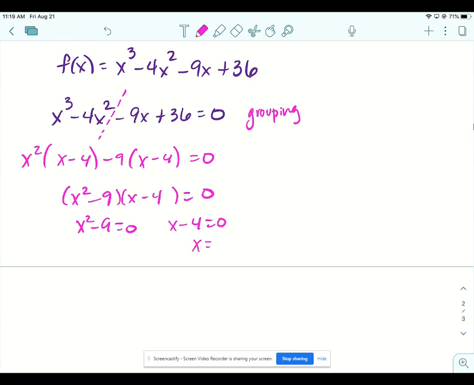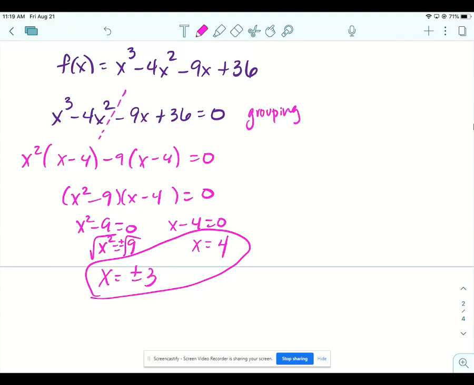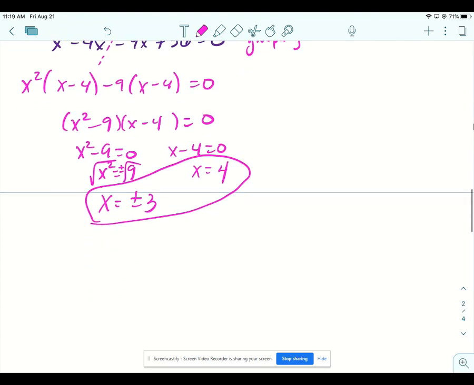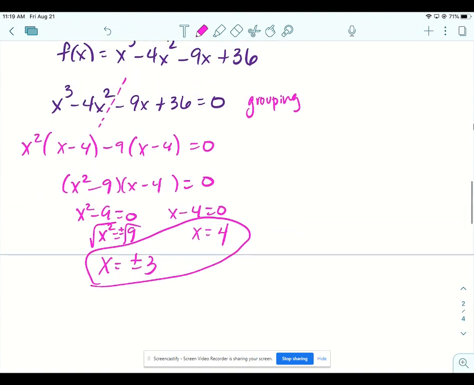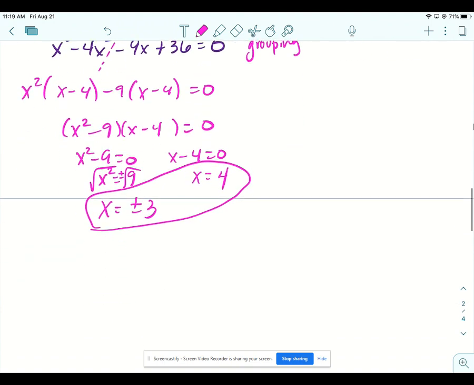So x minus 4 equals 0 when x is 4. And this one we would need to solve by adding and then taking the square root. Now, lots and lots of people on their test forgot to do the plus or minus when they took the square root. So don't forget that. There's two numbers you can square and get 9, 3 and negative 3. All right, so there's three values of x that make this function equal to 0. Those are technically called the zeros, but we'll talk about that terminology another day.